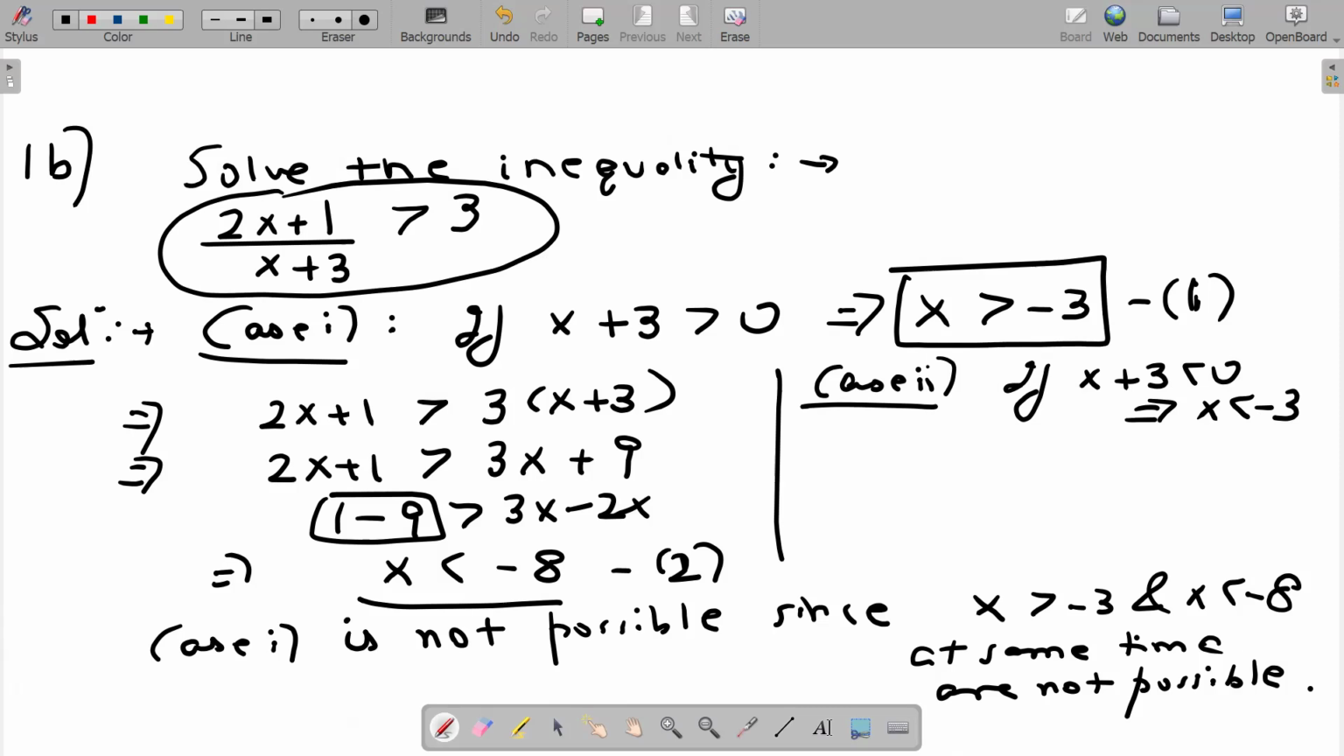Let me do it correctly. Let me write it here. So, if x plus 3 is negative, the sign of the inequality changes, because if this is negative, 2x plus 1 over x plus 3 more than 3. But if x plus 3 is negative, the sign of the inequality will change. So it becomes 2x plus 1 less than 3 times x plus 3.